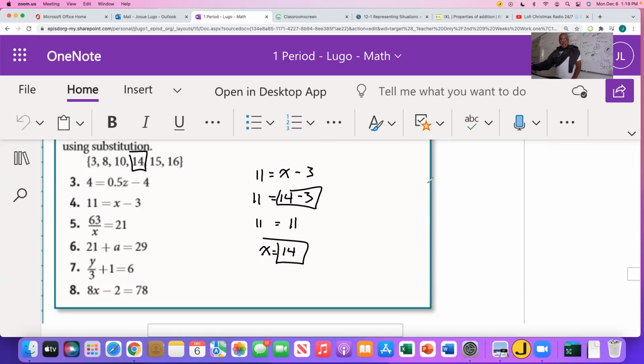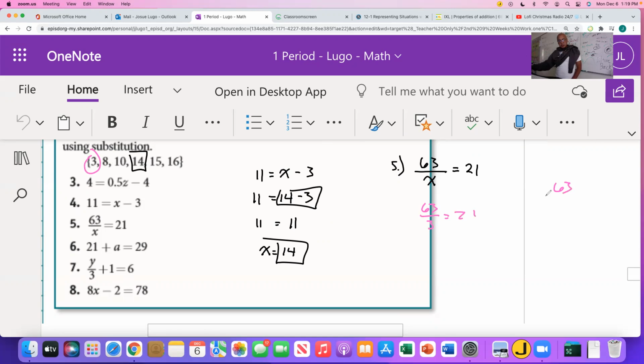All right. Last one, number 5. Last one that I'll do with you. 63 over x, remember that means division, is equal to 21. In other words, 63 divided by what number is going to give me 21? Well, let me try the easiest one. 3. So let's try 63 divided by 3, see if that's equal to 21.